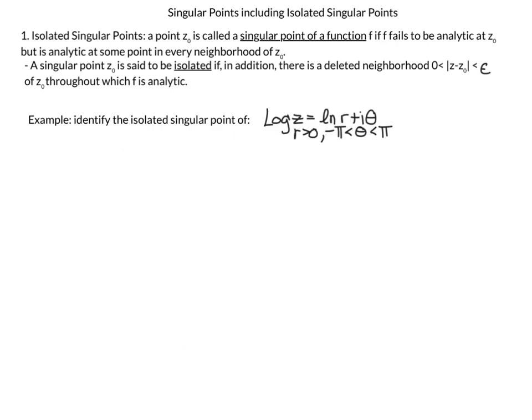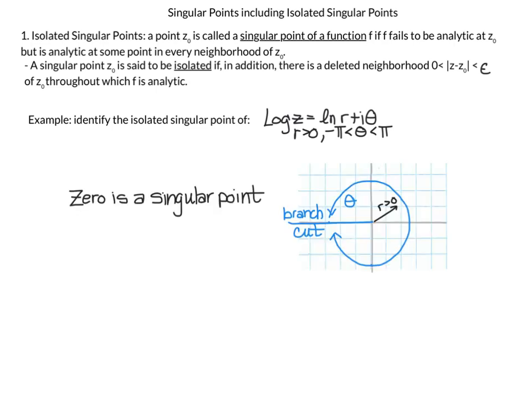Our next example is to identify the isolated singular points of the principal log z. This is not just log z, but it's the capital L, the principal component, Log z, which is equal to natural log of r plus i theta, where r is greater than 0, and theta is between negative pi and pi. And for log, we know 0 is a singular point.